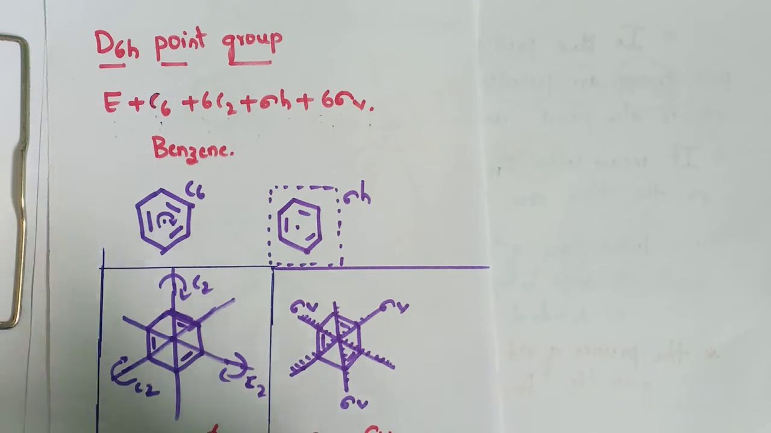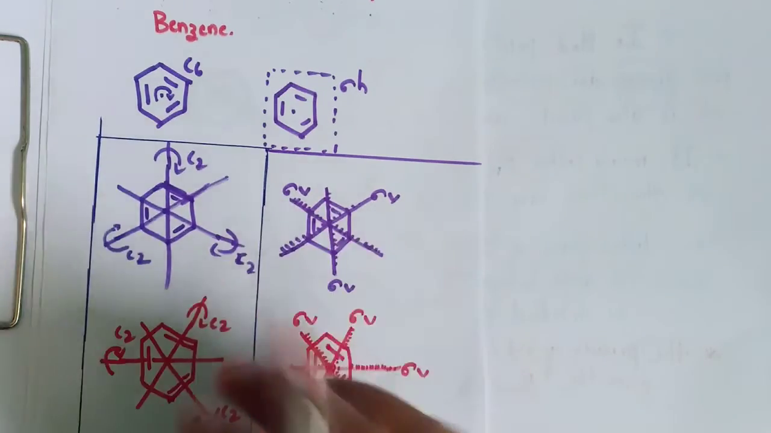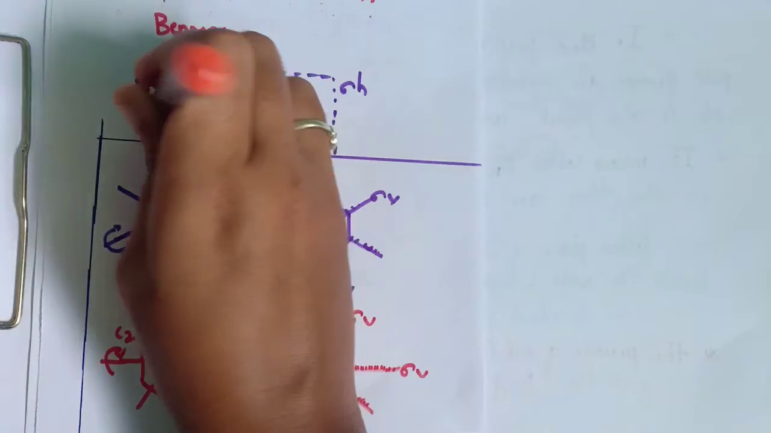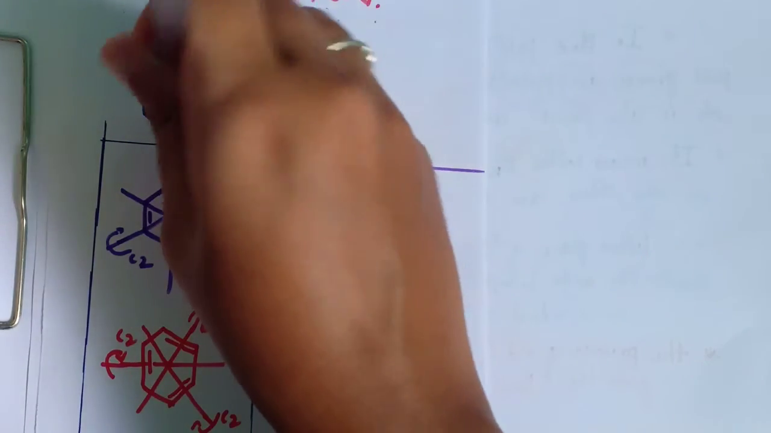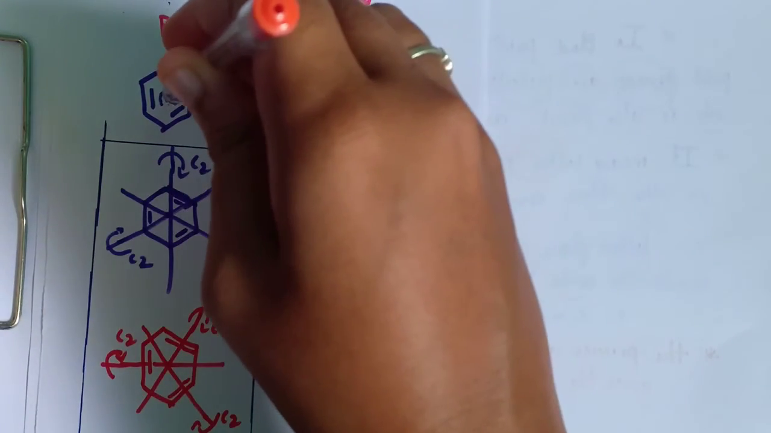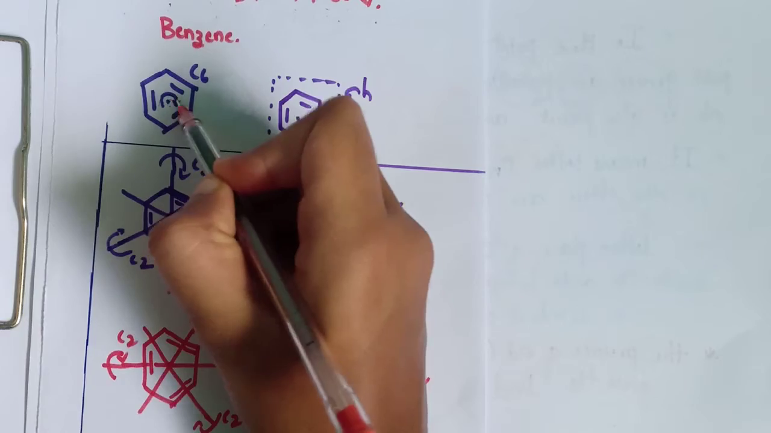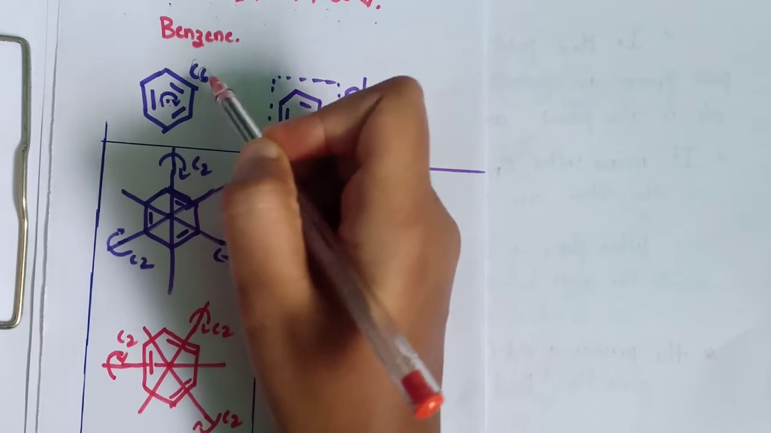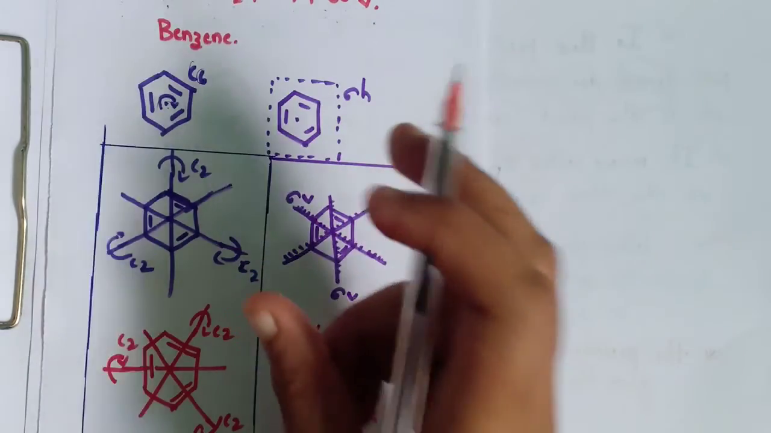So an example is benzene. This is benzene. So here is the principal axis. This is the principal axis. And if I rotate the molecule by C6, that is a 6-fold axis of symmetry, we will get the original configuration.